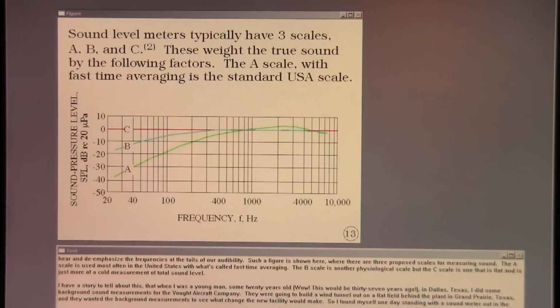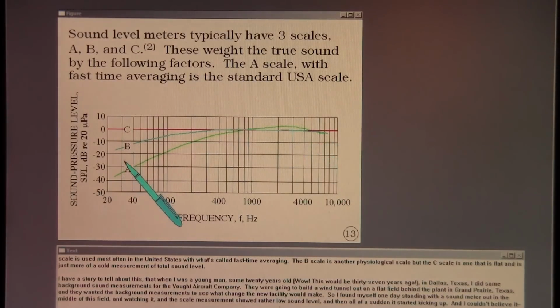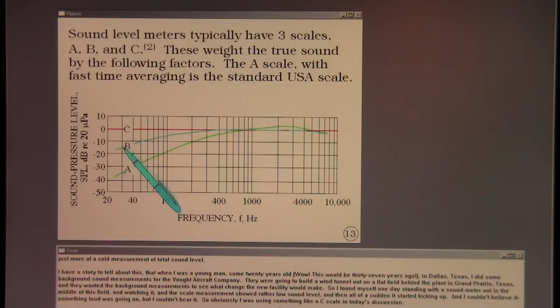Such a figure is shown here where there are 3 proposed scales for measuring sound. The A scale is used most often in the United States with what's called fast time averaging. The B scale is another physiological scale, but the C scale is one that is flat and is just more of a cold measurement of total sound level.